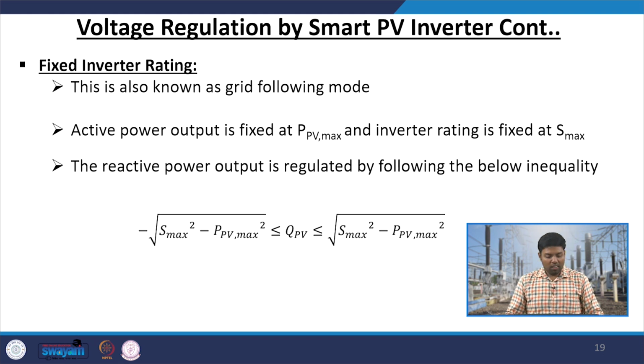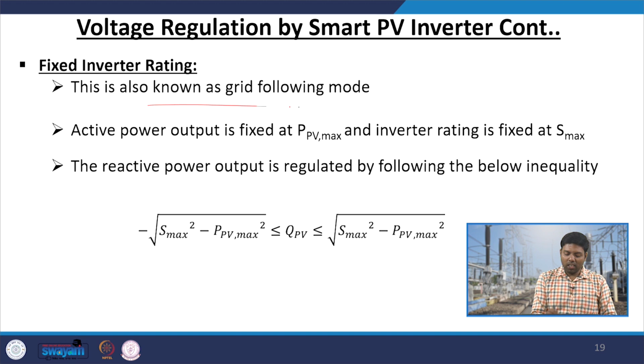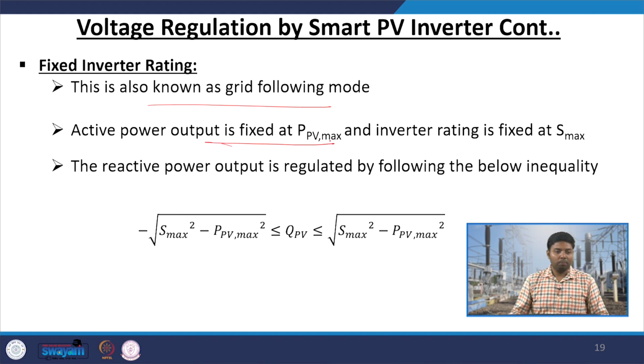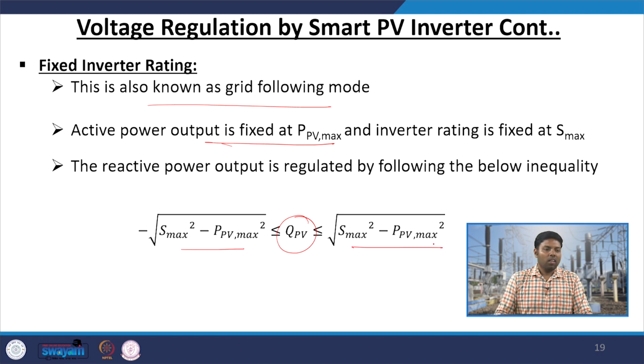So, first is the fixed inverter rating, where you keep the inverter rating, that means the apparent power rating of the inverter, constant, and your active output power is fixed at whatever MPPT level you are running at, that means your maximum power point level. Depending upon that, your reactive power will be adjusted considering that maximum active power output and your inverter rating. So, this is called the grid following mode. That means you are just following whatever is happening, and depending upon that you are supplying your reactive power.